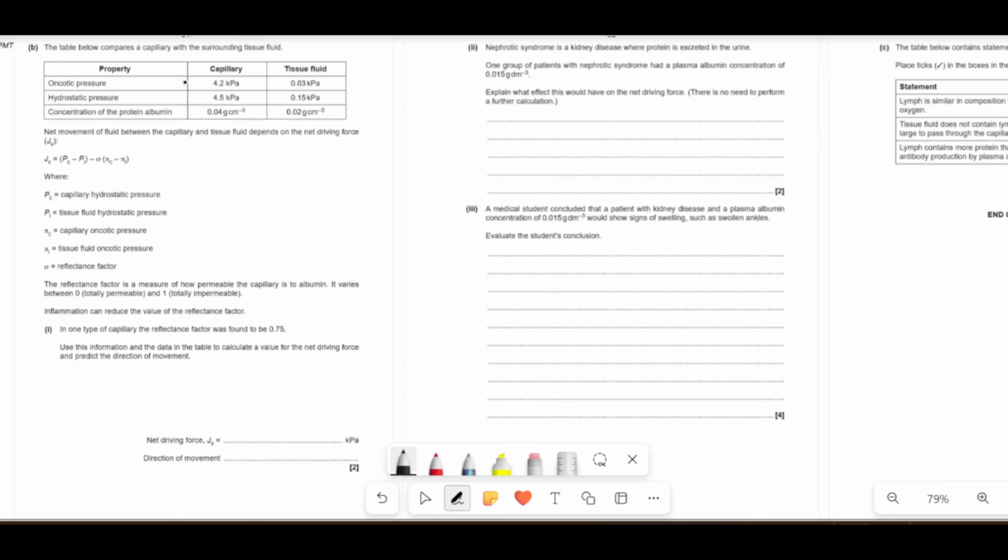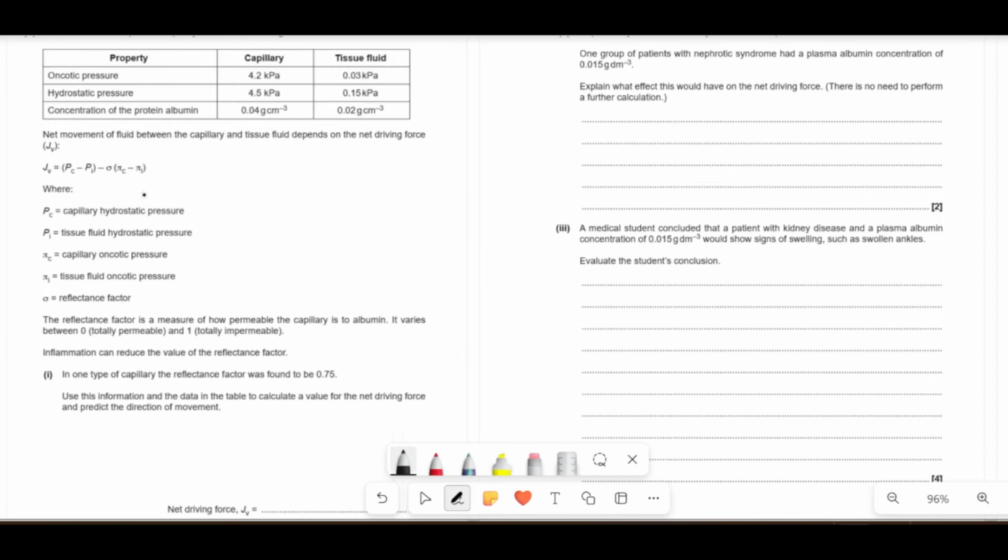So now it says the table below compares a capillary with the surrounding tissue fluid: oncotic pressure, hydrostatic pressure, and the concentration of albumin, which is a protein. So you can see here that the pressures are relatively high in the capillary and the tissue fluid's quite low, and there's less albumin in the capillaries and more in the tissue fluid. So net movement of fluid between the capillary and tissue fluid depends on this driving force, JV equals PC minus PI minus all this other stuff basically. So it's all of these things, right?